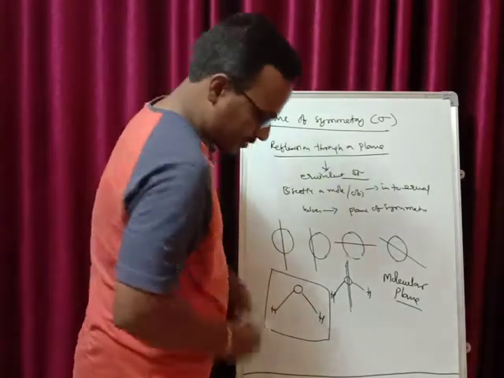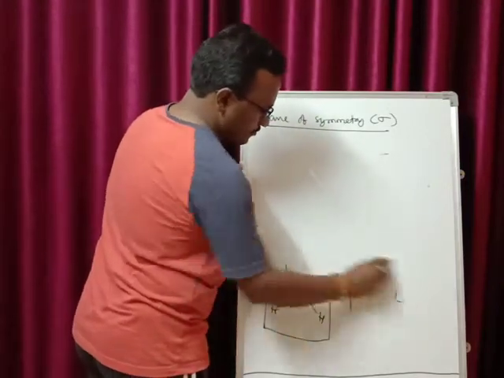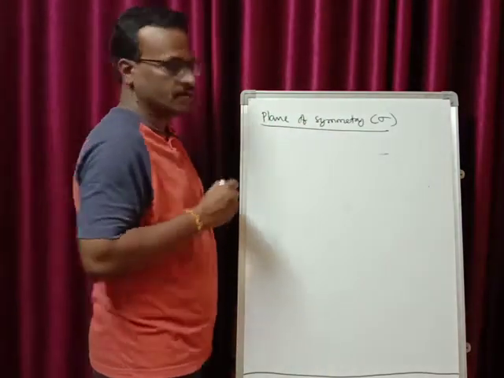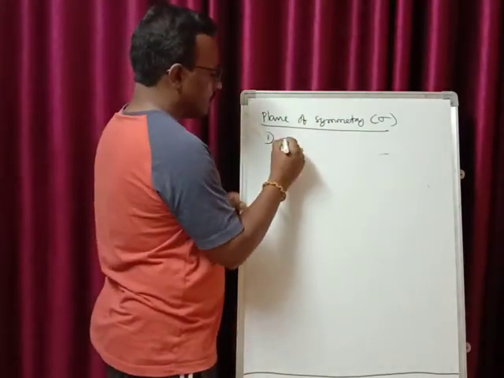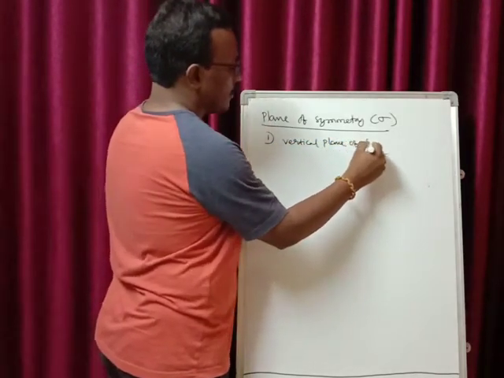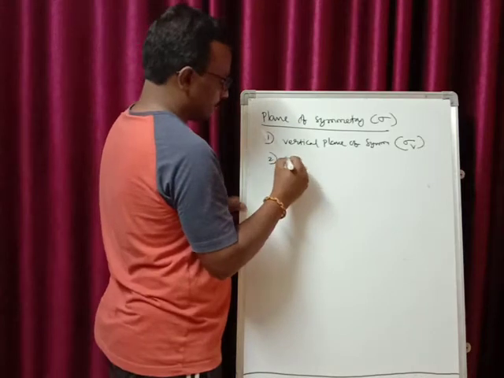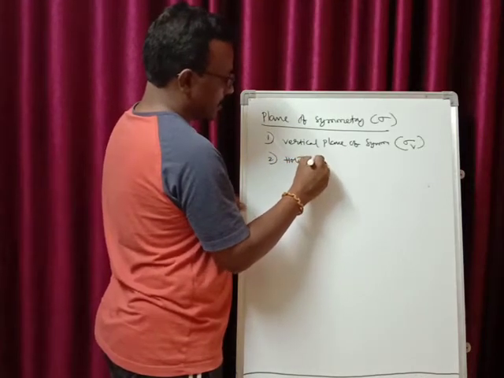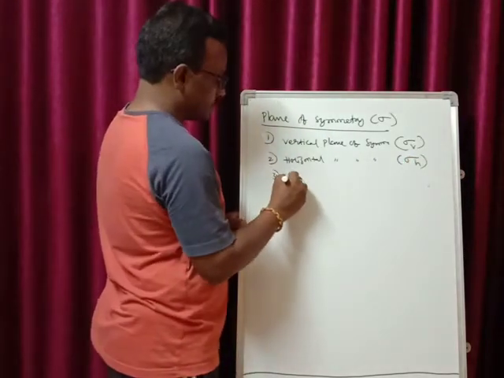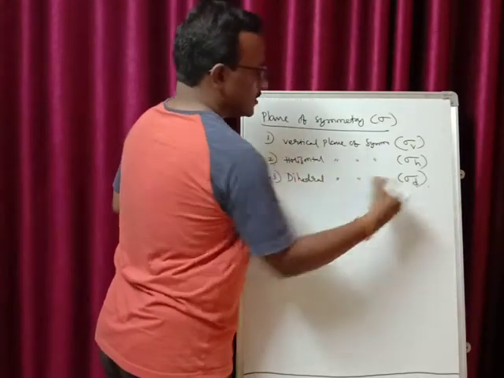Whenever it is represented like this, it should be understood that it is the molecular plane. Now coming to the classification of the plane of symmetry. The plane of symmetry is classified into three different types with respect to the rotational axis of symmetry. The vertical plane of symmetry, which is given by sigma v. The other is the horizontal plane of symmetry, which is given by sigma h, and the other is the dihedral plane of symmetry, which is given by sigma d.